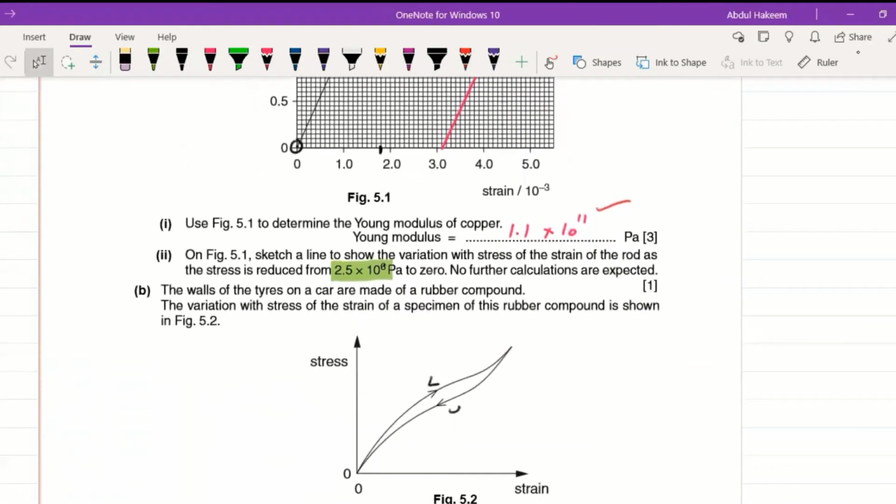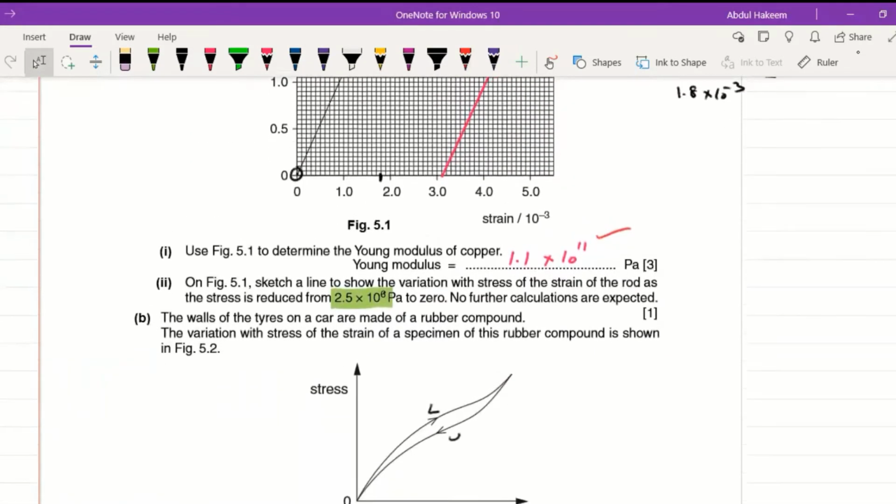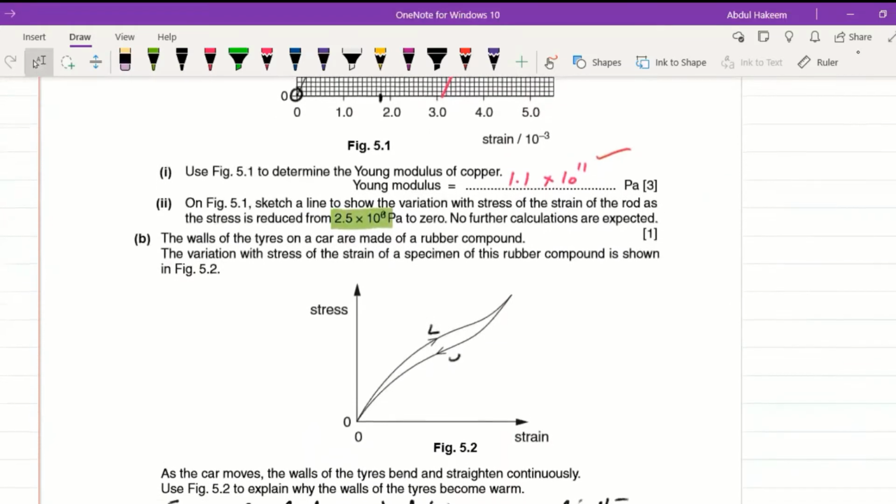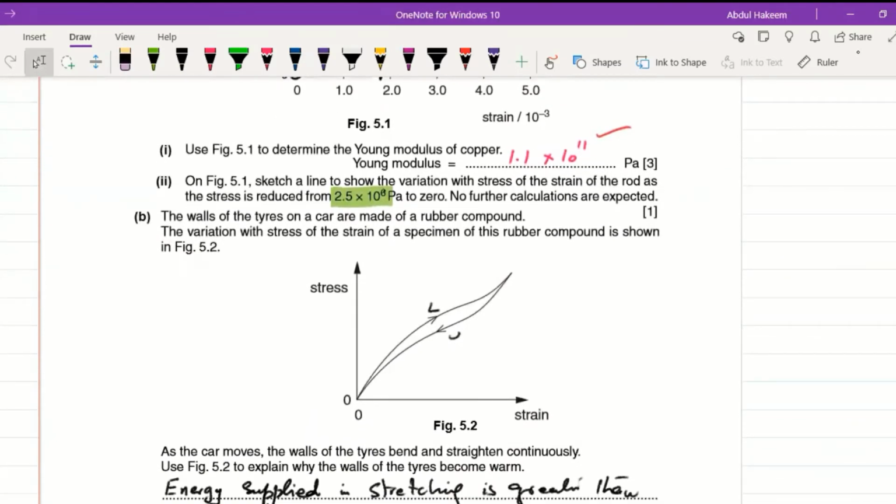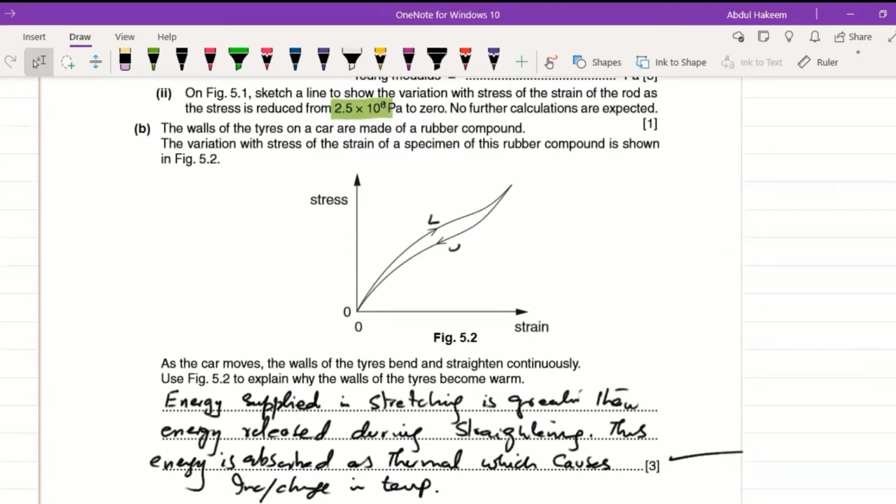Okay, so the next, the wall of the tires on a car can be made of a rubber compound. The variation with the stress strain of a specimen of this rubber compound is shown. As the car moves, the wall of the tire bends and straightens continuously. Use the figure to explain why the walls of the tires become warm.